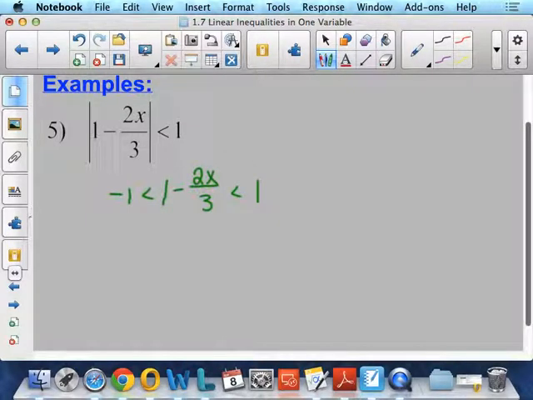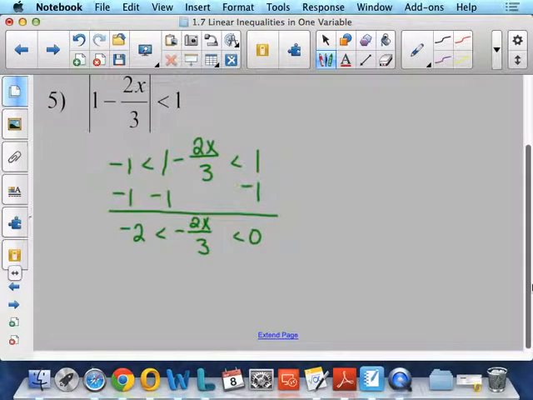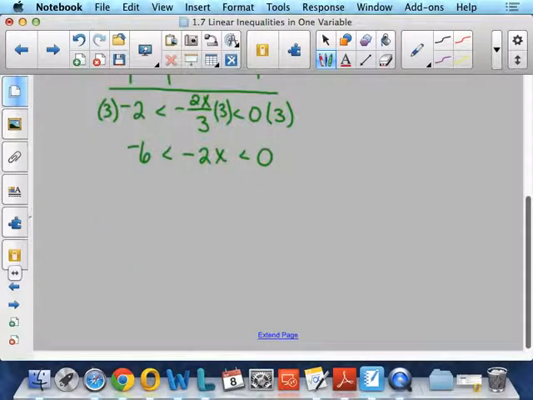Okay, back to what we were doing. I'm solving for x in the middle. So I'm going to subtract 1 from everything. Okay, multiply everything by 3. So now I have negative 6 is less than negative 2x is less than 0. Divide everything by a negative 2.